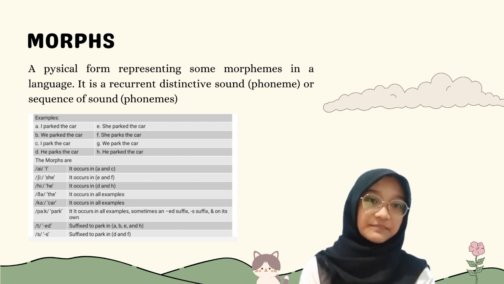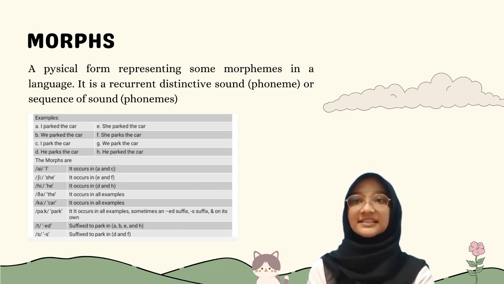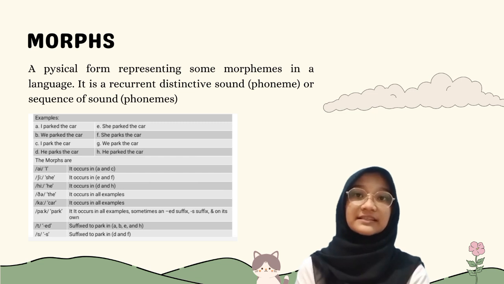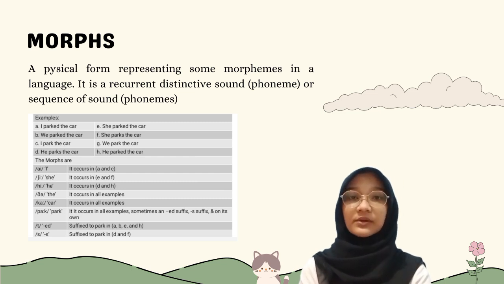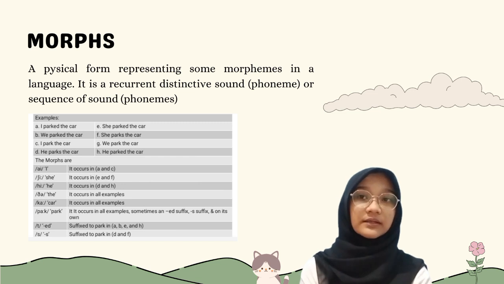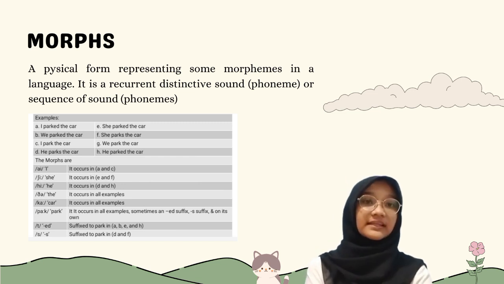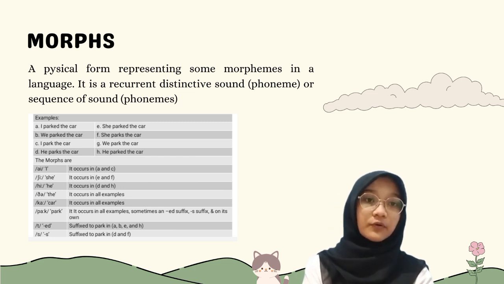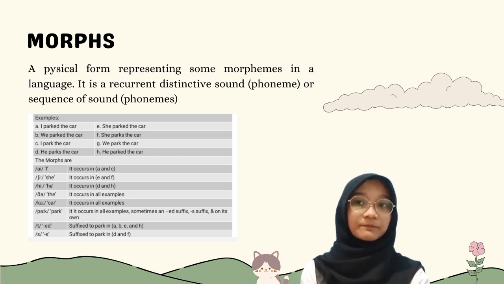Okay, and I will explain the next material, which is called morphs. A morph is a physical form representing some morpheme in a language. It is a recurrent distinctive sound, sometimes called a phoneme, or a sequence of sounds, sometimes called phonemes. In plain English, it is the way a morpheme is formed.